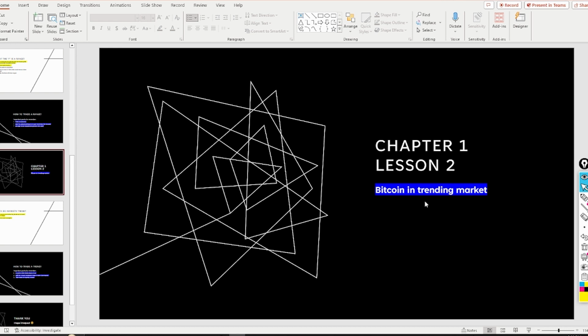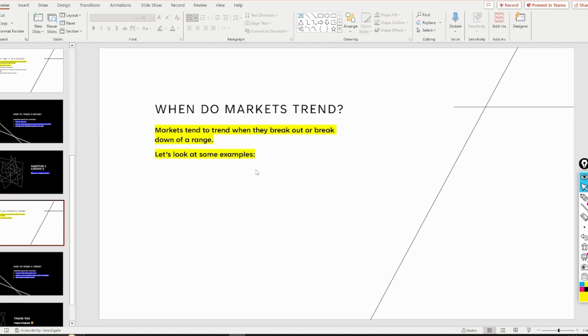We have discussed how we will trade ranging markets. Now we come on to the trending markets. So when do markets usually trend? Markets basically trend when a range breaks out to the lower side or to the top side of the range.